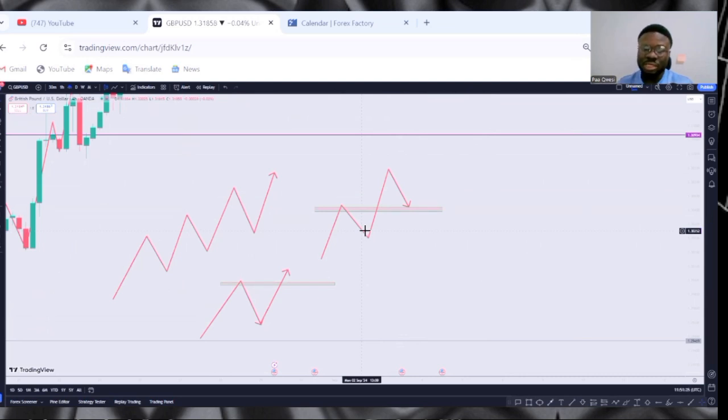Let me put it this way. So this is a setup. Okay, this is a setup. So when you are finding an entry, this is what I usually factor in. I factor in what? A breakout or a retest, a candle breakout or a candle what?